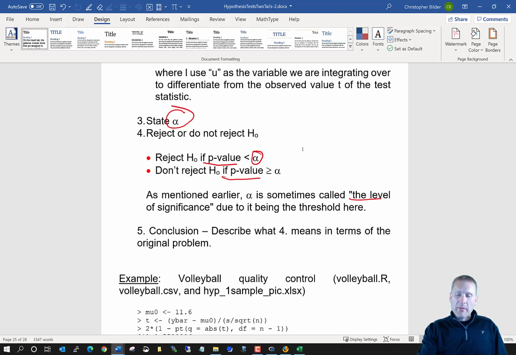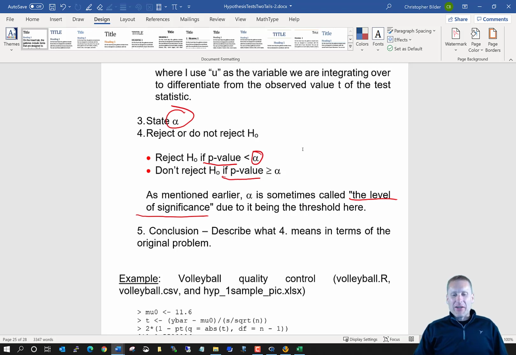You may remember me mentioning earlier a phrase, the level of significance. That's another way to phrase what alpha is representing here. And this is why. Alpha is playing a very important role here. It's a significant role that it's playing. And this is the level of it. And that's how the name comes about.